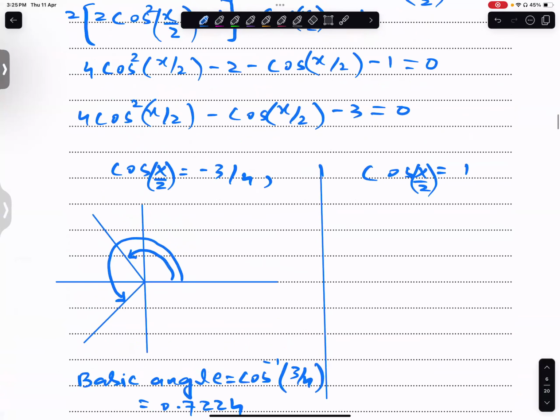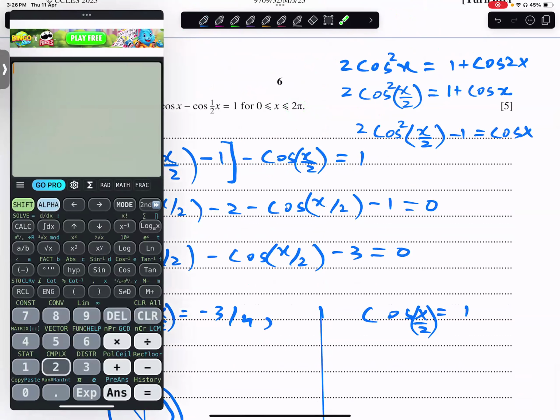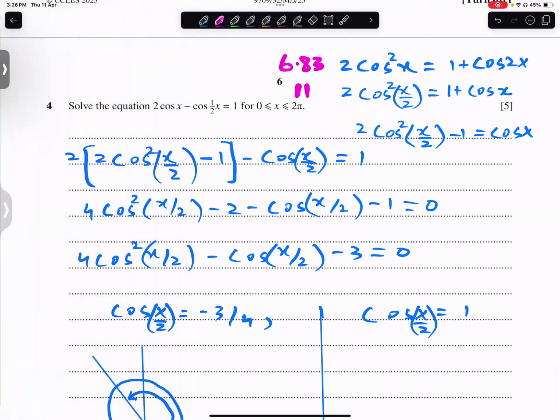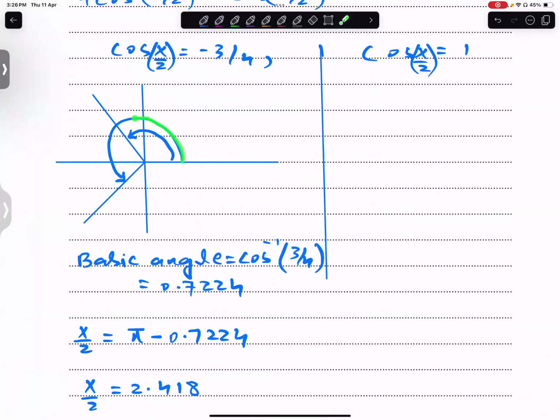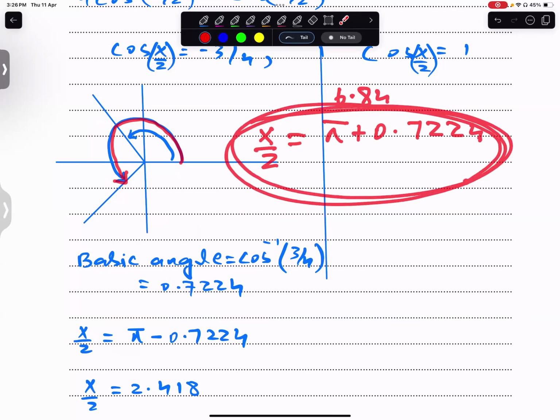And now, students, look at this domain. Let's say, what is 2 pi? Let's calculate here. 2 pi is 6.83. So if you find this whole angle, let me tell you what it will be. x over 2 will be pi plus the basic angle, which was 0.7224. And please do not forget that your domain was 6 point something. So now find the value of x from this calculation.